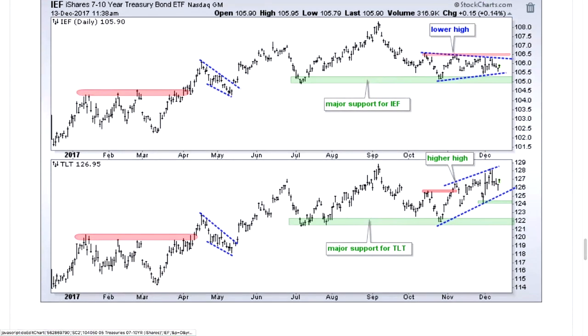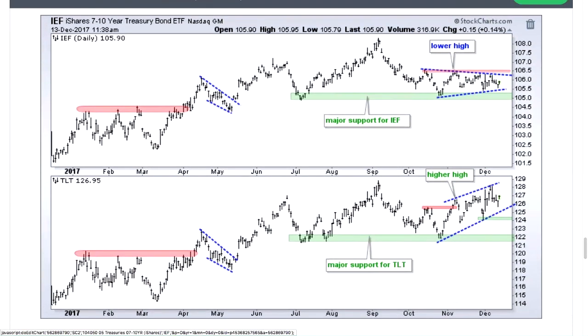So here's IEF and TLT on a daily chart to put that into more granularity. And there's that triangle. We're bouncing a little bit off the triangle, but today's Fed day, so who knows what's going to happen with the Fed. You're going to get all kinds of whipsaws. You're probably best waiting to see what happens tomorrow morning or even after the open, when the smarter money comes in.